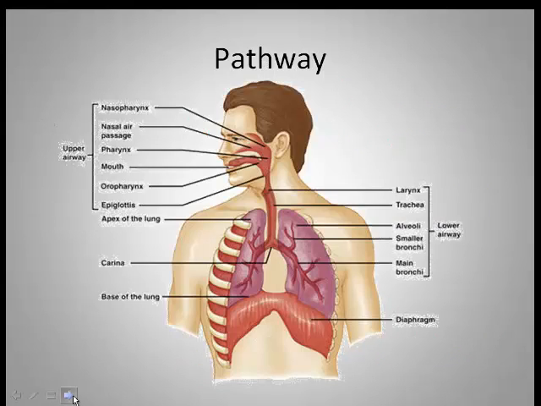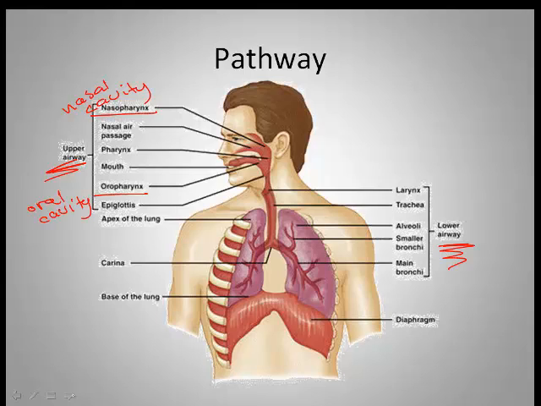Looking at the pathway a little bit, we have two tracks. We have our upper respiratory tract and our lower respiratory tract, and some of the other structures in it. We have our nasal cavity, and we have our oral cavity. We've talked about our epiglottis already in our digestive system. We have our pharynx, which we've already talked about. We also have our larynx, our trachea, bronchi, and then our alveoli in our lungs.